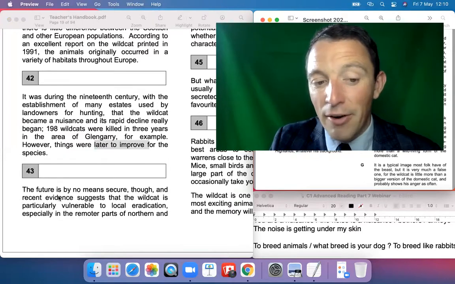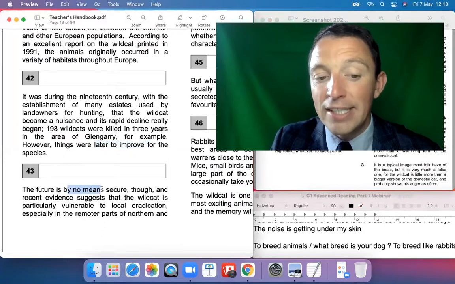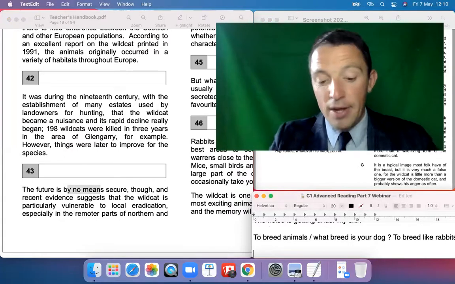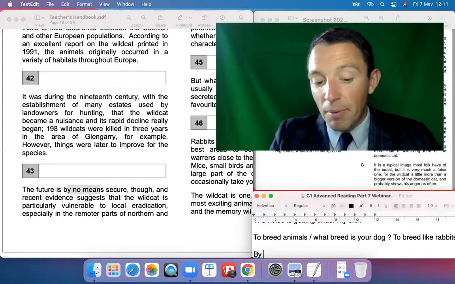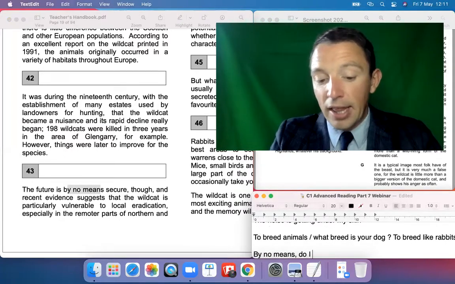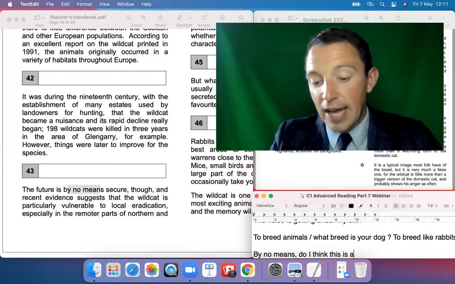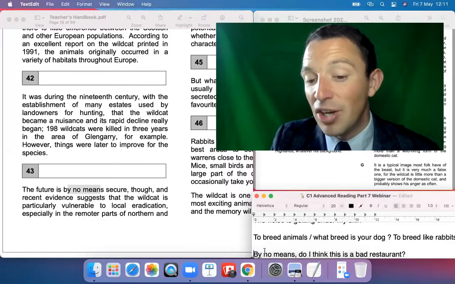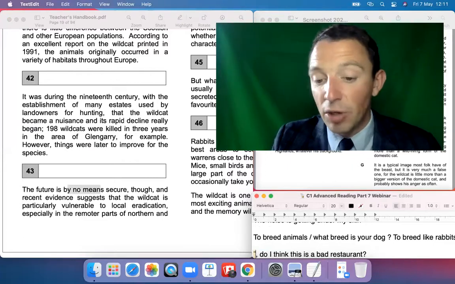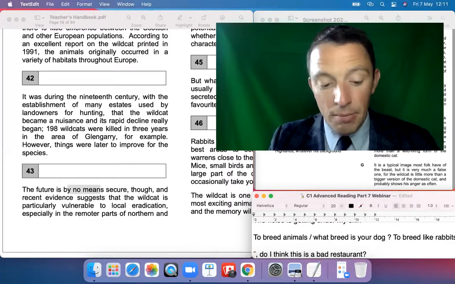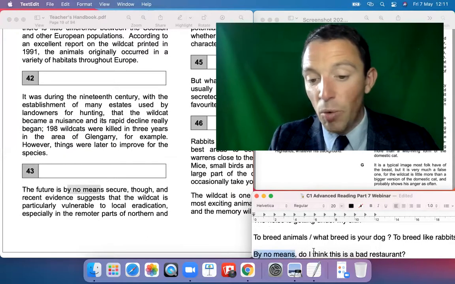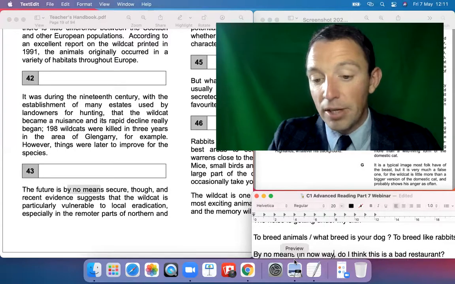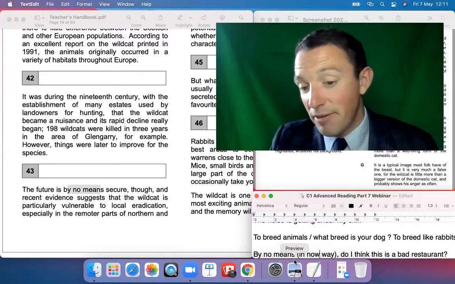The next paragraph, by no means, is a very good expression. If you want to say, for example, by no means do I think this is a bad restaurant. And that means really in no way. So it's really fluent and it's really typical, but it means basically in no way do I think this is a bad restaurant. So by no means is very fluent.